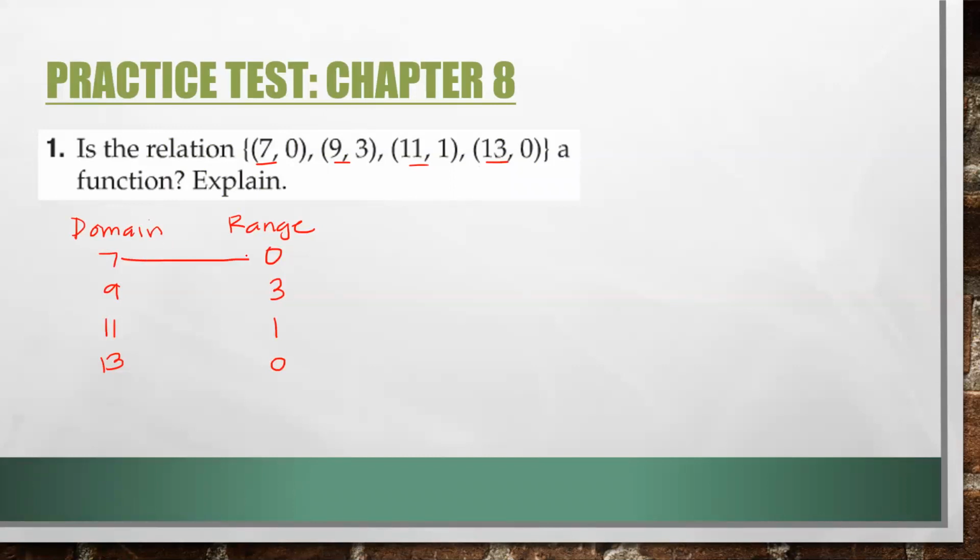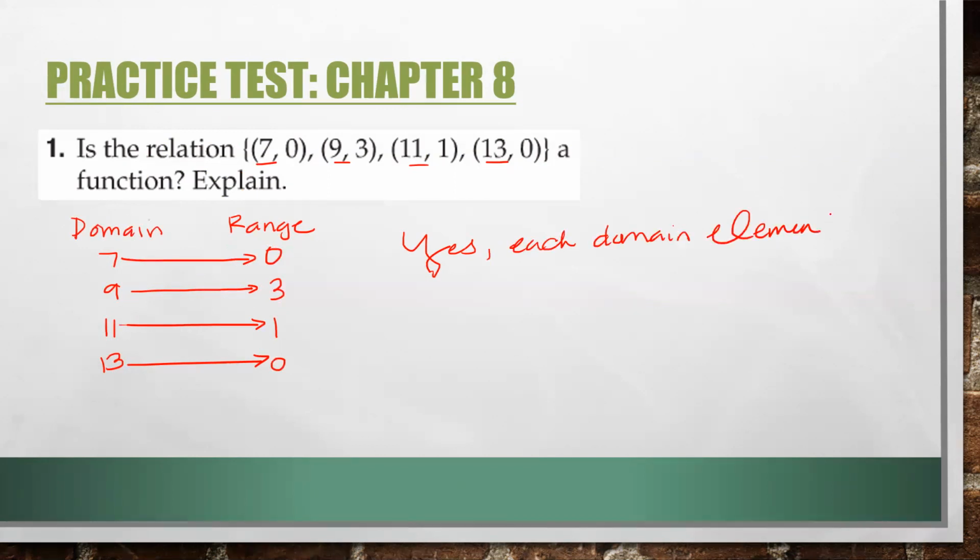And 7 pairs up with 0, 9 pairs up with 3, 11 pairs up with 1, 13 pairs up with 0. So each domain element pairs up with exactly one range element. So this would be a function. Yes, and you could say each domain element, because it says to explain, pairs with exactly one range element.